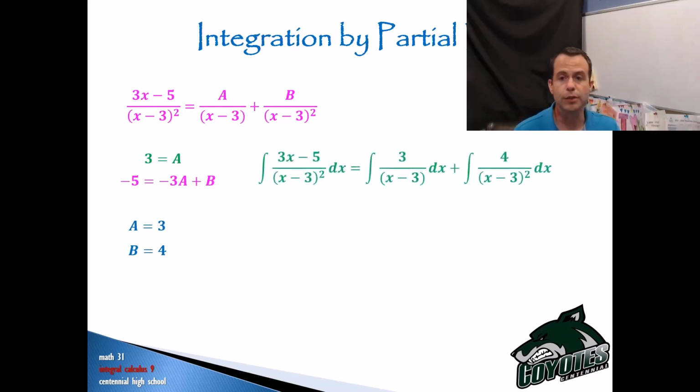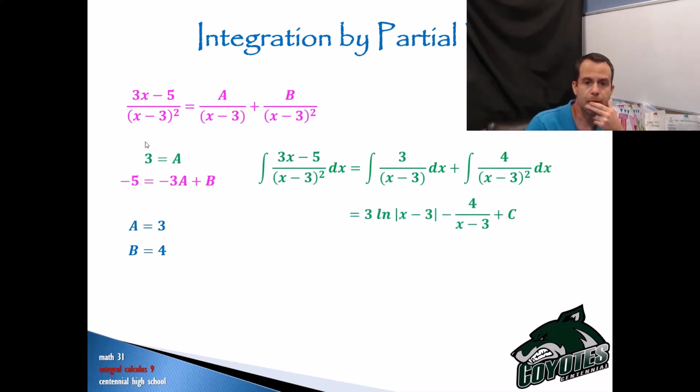When I go to integrate this, I know that this one is going to be 3 ln of x minus 3. This one will be 4, but now remember, this was similar to the example that I gave in my intro examples, that 1 over x minus 3 squared is like x minus 3 to the -2, right? So the -2 goes up to be -1, so 4 gets divided by -1. That's going to end up being -4 over x minus 3. And then I have my plus c there as well.